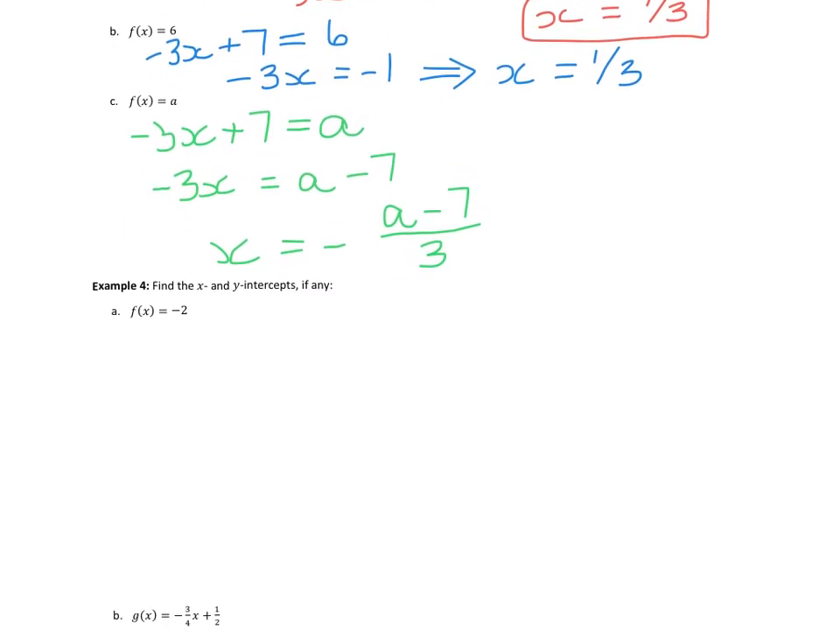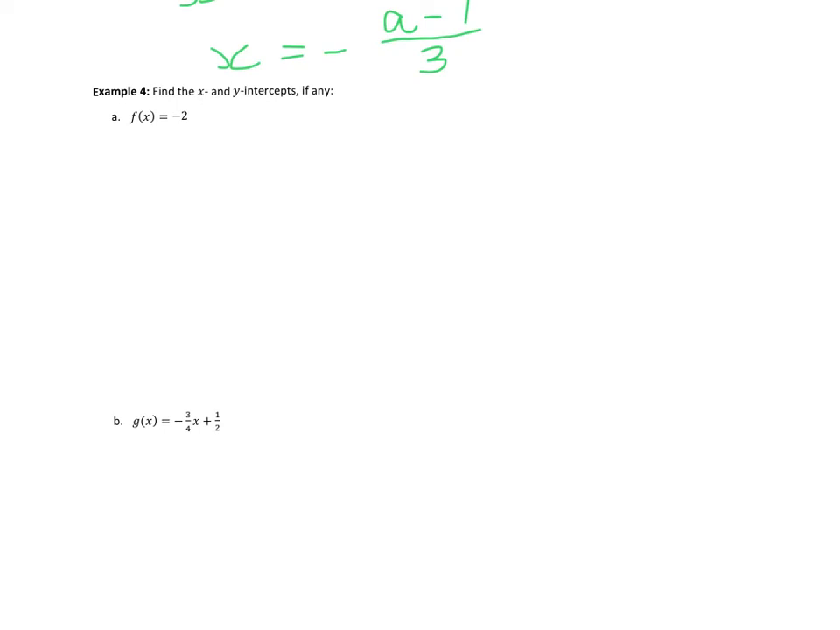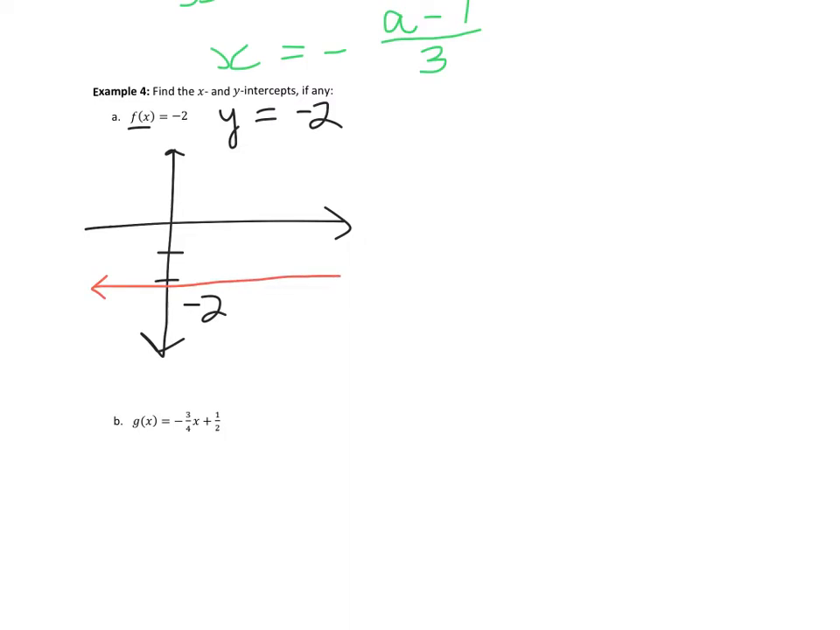Let's look at this. Now we're going to be finding x and y-intercepts, if any. And so this is the function, f of x equals -2. So the x and y-intercepts. Let's remember, and again, if it's helpful, f of x is a fancy way of writing y. So this is really y equals -2. Well, let's do a quick little graph of y equals -2. That's a horizontal line. Notice there's only one variable.